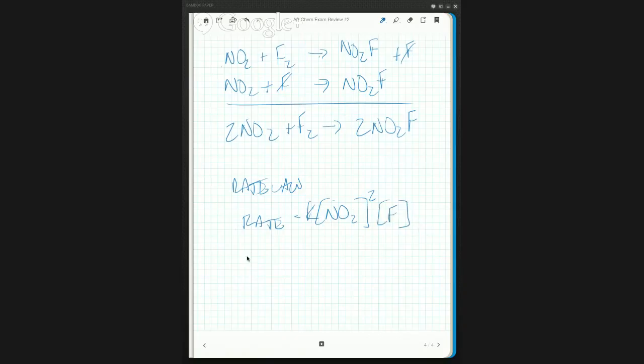And so the overall order, I think I see your next question. Overall order is equal to 3 because there's a 2 here and there's a 1 here, basically. I don't know if that was it or not, but that's what I came up with. Hopefully that was the question you had.